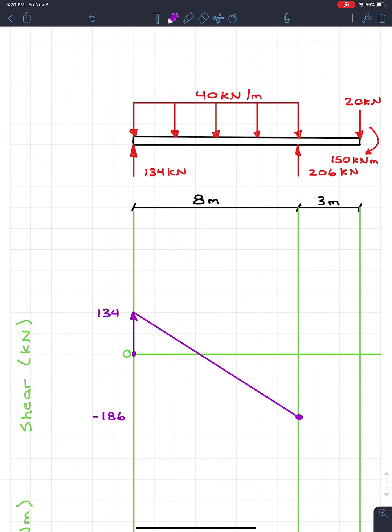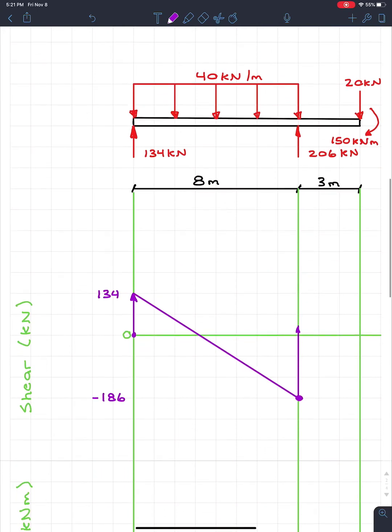At the end of the distributed load, we have a concentrated force of 206. So our shear is going to jump up by 206, something like this, and that leaves us at positive 20. Between the next 2 points, absolutely nothing happens. And then at the very end, we have a 20 kilonewton force going downwards, which is perfect because that brings us back to 0. So our shear diagram is going to be the following.